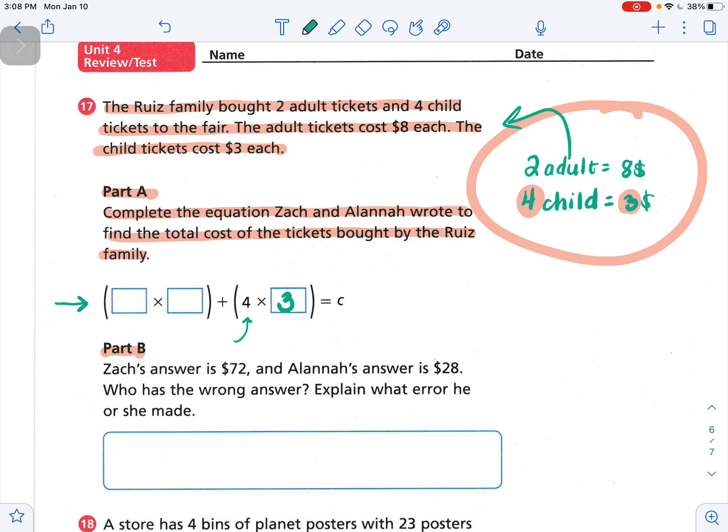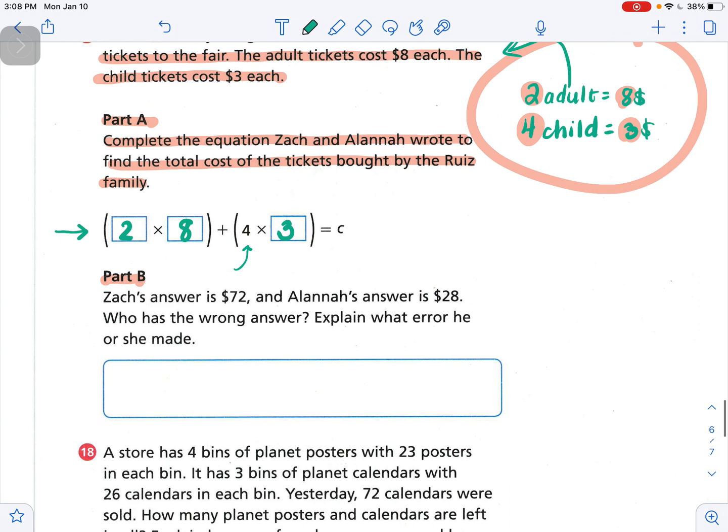What they didn't add in here is the 2 times 8. So I'm going to go 2 adult tickets times 8 is going to equal C. Now we're going to continue. It says Zach's answer was $72 and Alana's answer is $28. Who has the wrong answer, and explain the error he or she made.